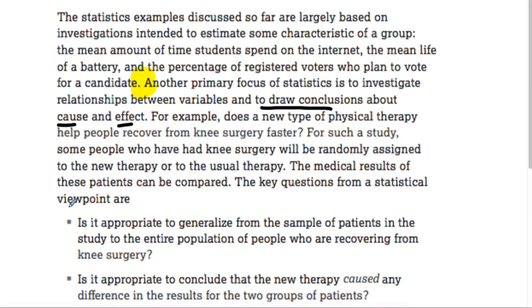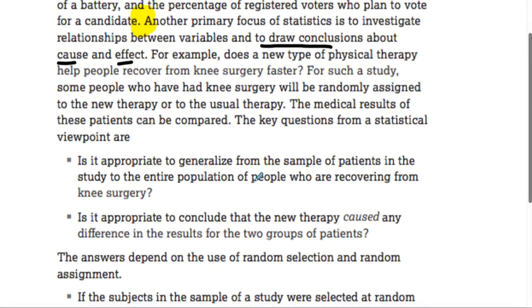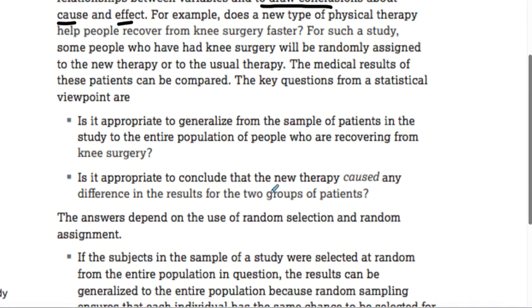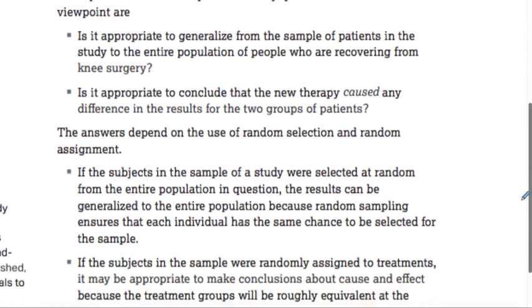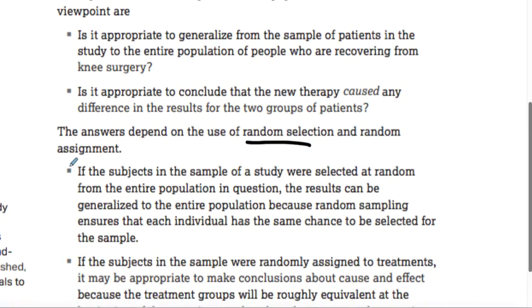The key questions from a statistical viewpoint are: is it appropriate to generalize from the sample of patients in the study to the entire population of people who are recovering from the knee surgery? And is it appropriate to conclude that the new therapy caused any difference in the result for the two groups of patients? So these answers really do depend on random selection and random assignment. Those are two different things.